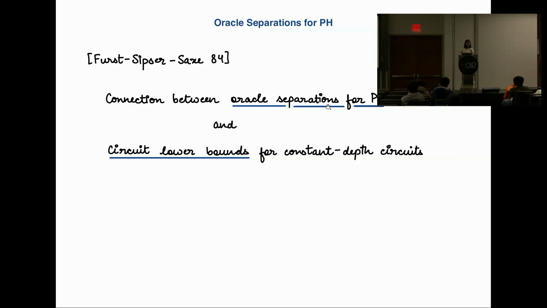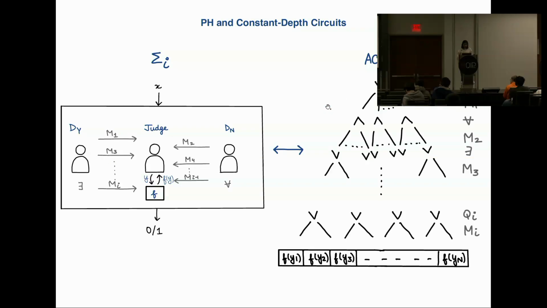In 1984, first Sipser and Sachs gave a connection between constructing oracle separations for PH and showing circuit lower bounds for constant depth circuits. So in their work, they say that if you can show strong enough circuit lower bounds for constant depth circuits, then here is a method to use that to construct oracle separations for the polynomial hierarchy. I'll not talk about how they get this connection, but I'll tell you what the connection is. So suppose you have some sigma i protocol, and you want to say that something is hard for this sigma i protocol. Then FSS 84 in their work convert this protocol to a depth i classical circuit with AND, OR, and NOT gates.